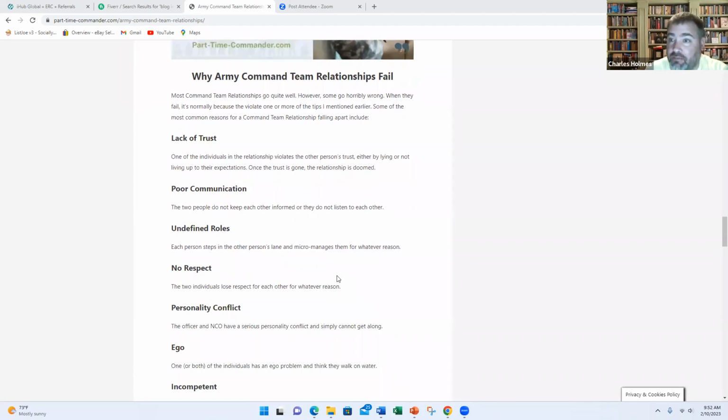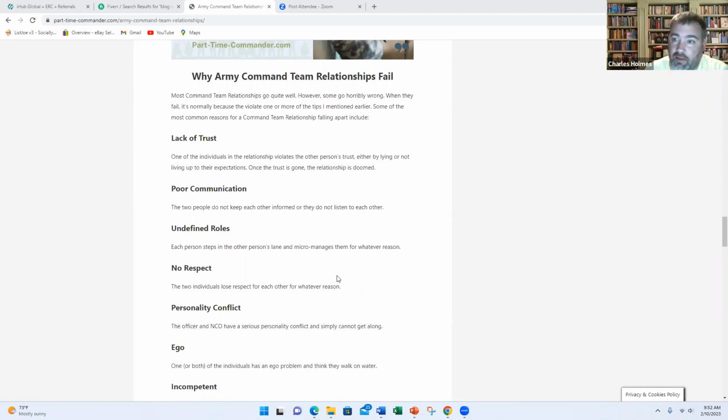Poor communication. Basically, they're not talking with each other. Undefined roles. They're each doing each other's job. They don't even know what each other's job is. And they get in each other's lane and they turn into resenting each other for it. No respect. This is another very common one.